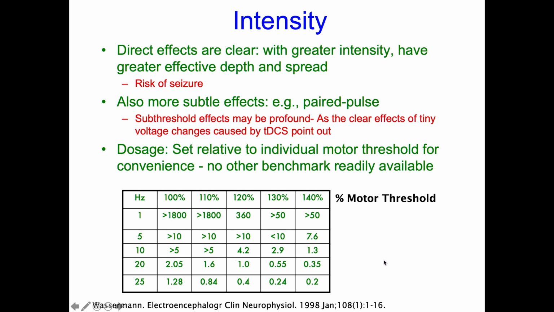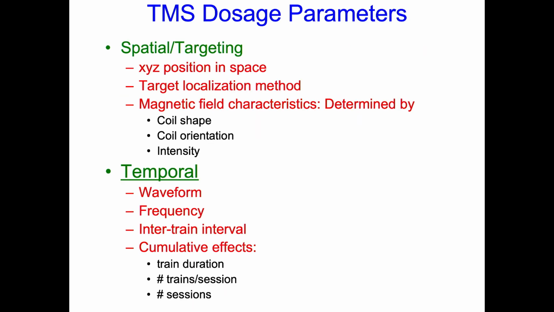So we know a lot about what happens with high intensities. We know a lot less about what happens with low intensities, but subthreshold intensities actually can also affect neurons as well, and we're just starting to learn about that too, but that is something we're finding out more about now as well. So anyway, I've gone over spatial targeting.